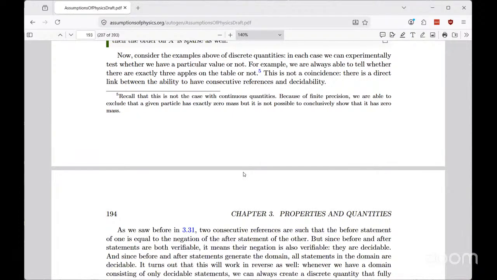So now consider the examples above of discrete quantities. In each case, we can experimentally test whether we have a particular value or not. For example, we are always able to tell whether there are exactly 3 apples on a table or not. This is not a coincidence. There is a direct link between the ability to have consecutive references and decidability.